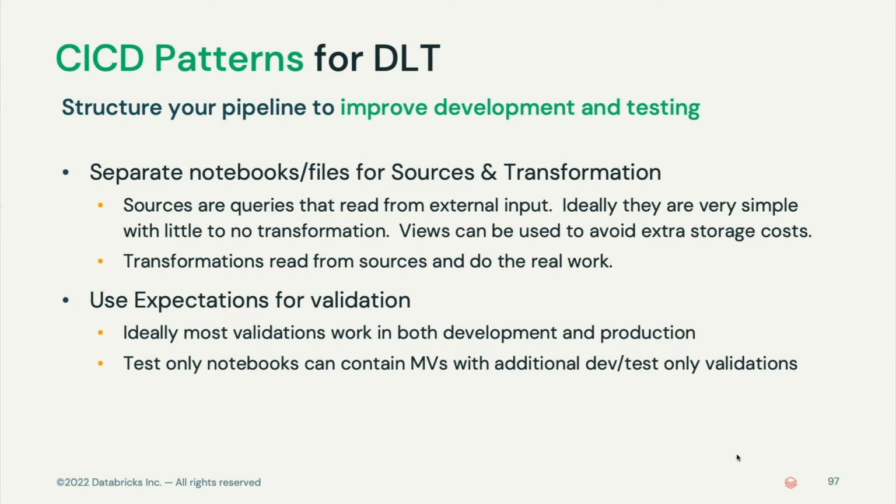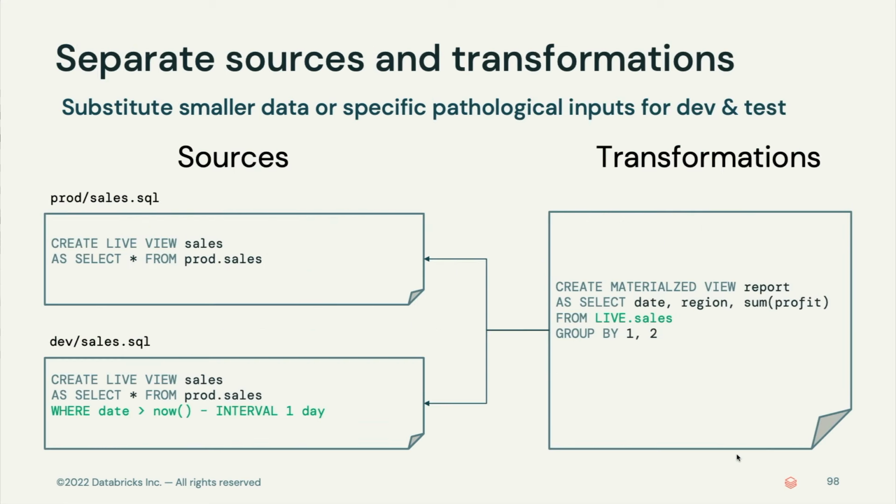And then the other best practice here is use expectations for validation. Unit tests are great, but they're not going to protect you from the upstream team changing the data type and not telling you about it. So expectations are a much more robust way to ensure that your pipeline is working not only in development, but also in production. Let me give a concrete example.